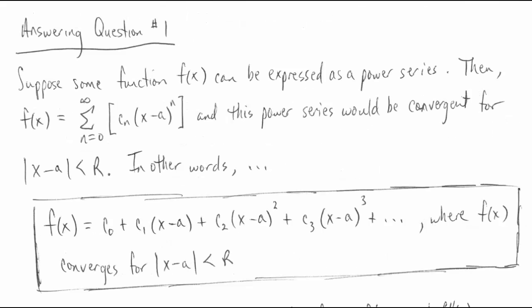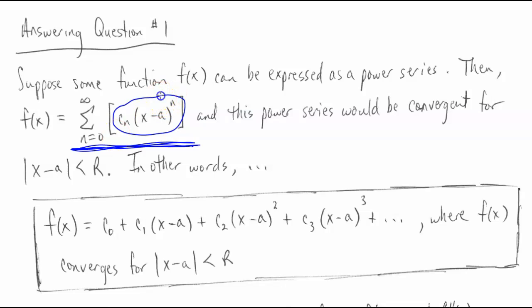So our question number 1 again was, if we were assuming that a function could be expressed as some power series, what would that look like? Okay. So to answer that question, we suppose that there is some function f of x that can be expressed as a power series. Then we know, because of what a power series is and what it looks like, that means that function could essentially be expressed as an infinite term polynomial where each term is going to have something that looks like that in it.